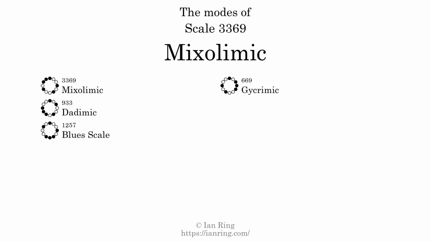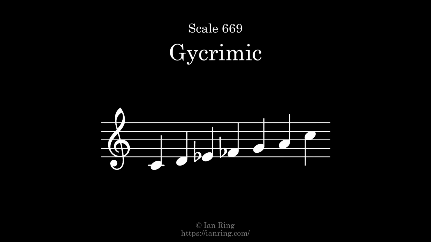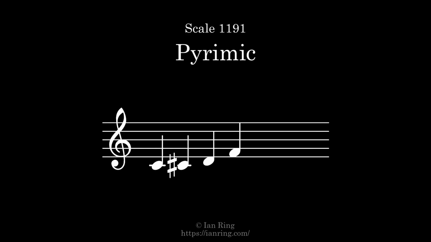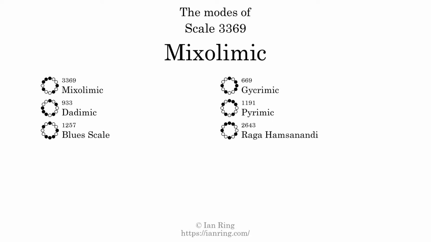The fourth mode is scale 669, also known as diatonic. It sounds like this. The fifth mode is scale 1191, also known as pyrrhamic. It sounds like this. The sixth and last mode is scale 2643. Also known as Raga Hamsanandi. It sounds like this.